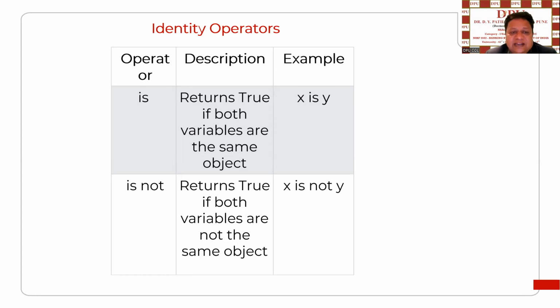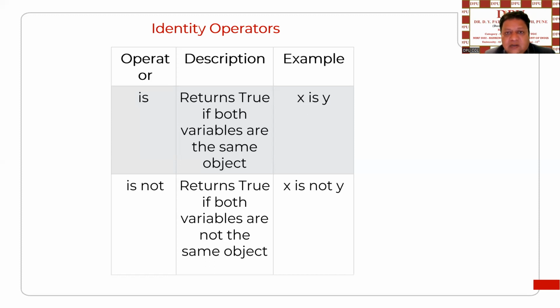They are is and is not. Is is used to check whether two memory variables, two objects, are referring to the same memory location. If they are, then the is identity operator will give you the true value. If they are not, then it will give you a false value. If x has a unique memory location, and y also has a unique memory location, means what?